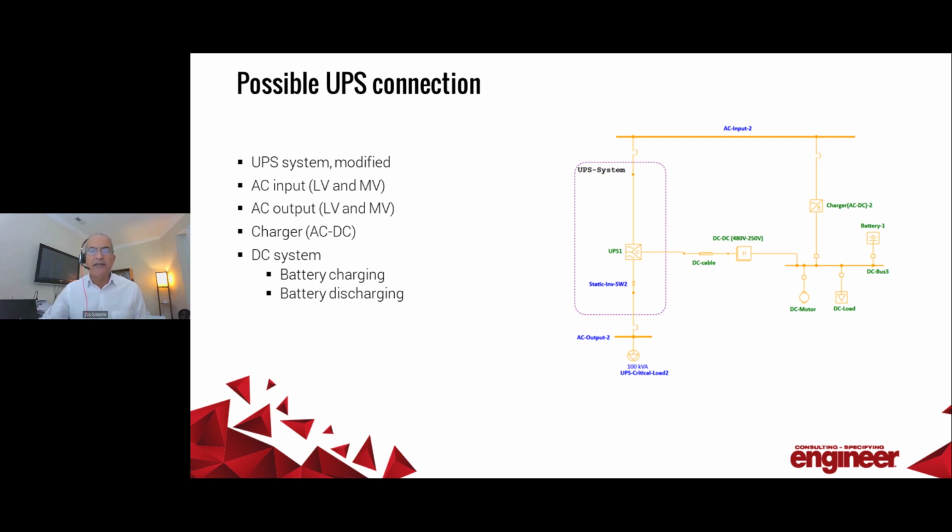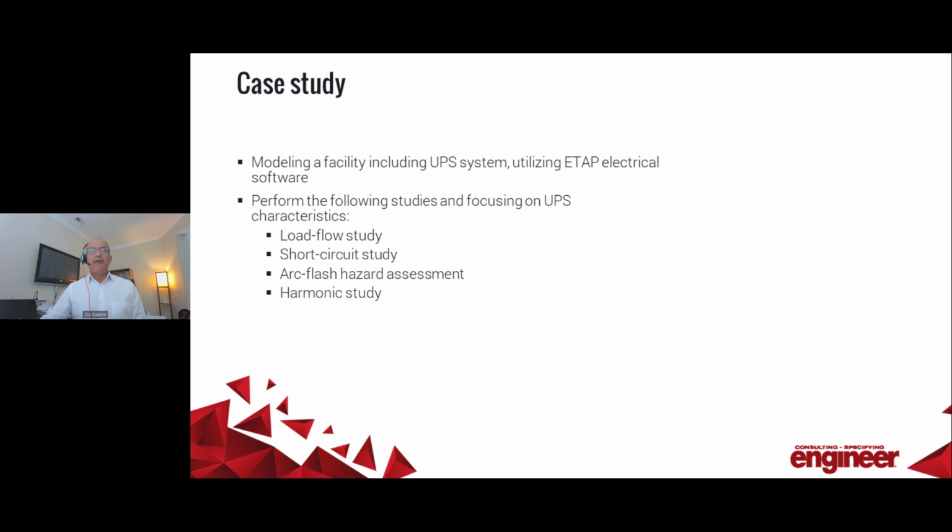a DC load connected. Therefore, there are several possible connections, depending on the facility and application, but I just want to point out that this application can supply the AC critical load and also the DC load at the same time, and the battery can be charged either through the UPS or from the charger, supplying the charging and discharging. And in case of an abnormal condition, the battery can kick in and provide power to the system.